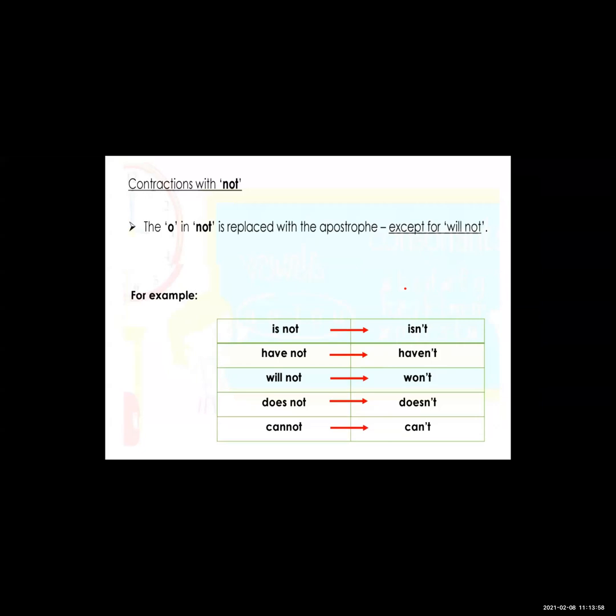Now see contractions with not. These are is not, have not, will not, does not, cannot. These are expanded forms, and we have to make the contracted forms. Okay, we have to make the contractions by using not. So how? See here, what is our rule? The O in not is replaced with the apostrophe, except for will not.